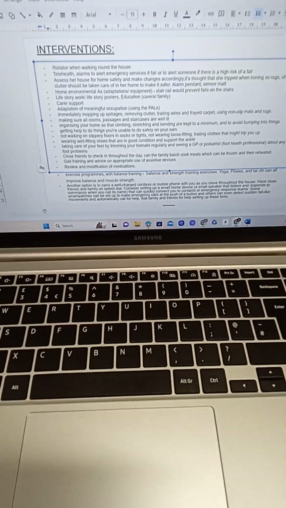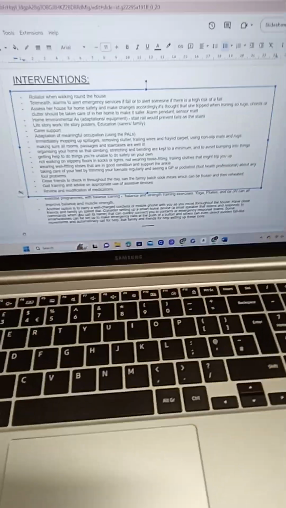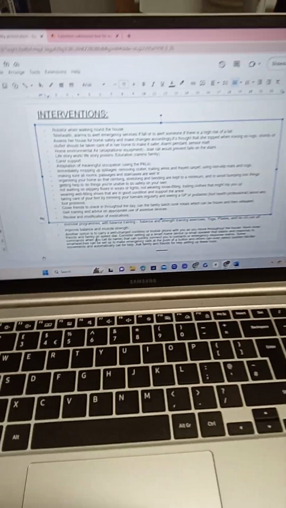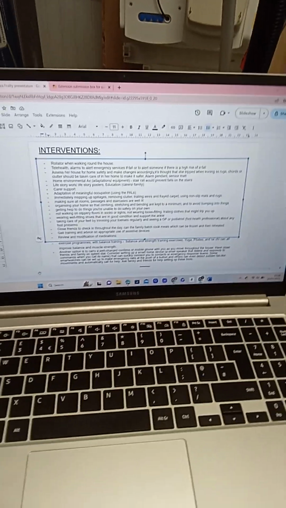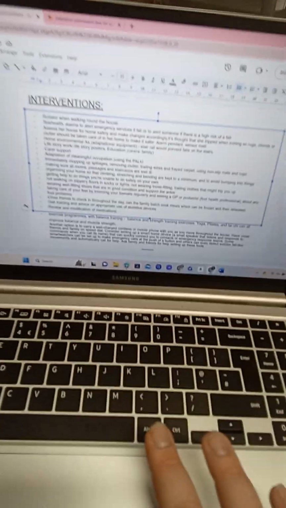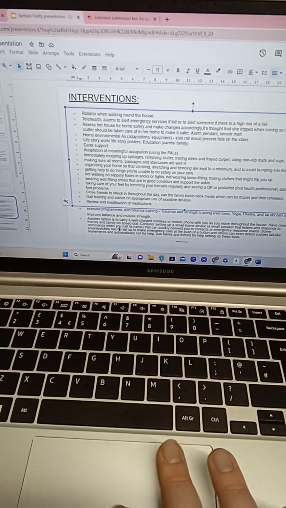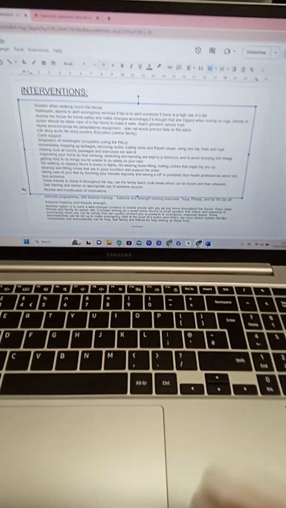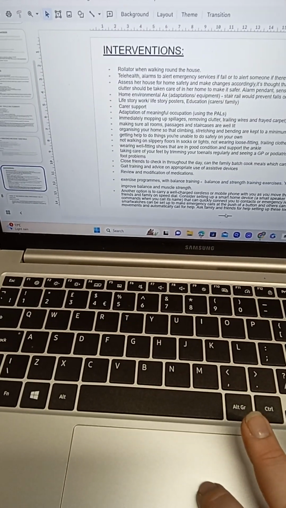You could get close friends to check in throughout the day. So this could be the two sons that come in once a week. They could, obviously not as much as what we would probably like, but they could maybe fill in on days that her close friends can't, or any care support workers. Gait training and advice on appropriate use of assistive devices. Review medications with the GP. Exercise programs, like I said, so you've got yoga, Pilates, Tai Chi.